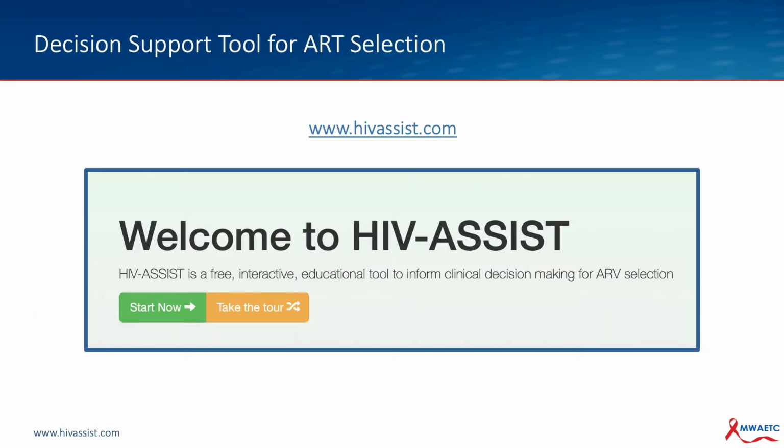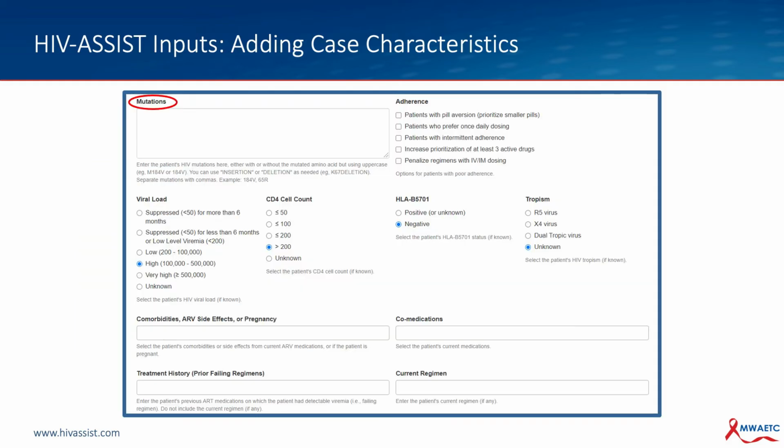This is what it looks like. When you go to the website, here is the link. It looks like this, and you start by clicking on Start Now to enter. Then it gives you a page like this, which is really the area where you would input the data. I'm going to go through each of these sections so you have an idea and get comfortable with using HIV-ASSIST if you so wish.